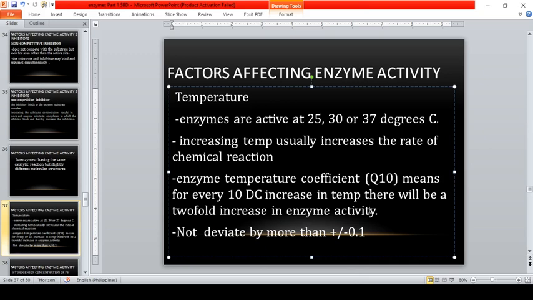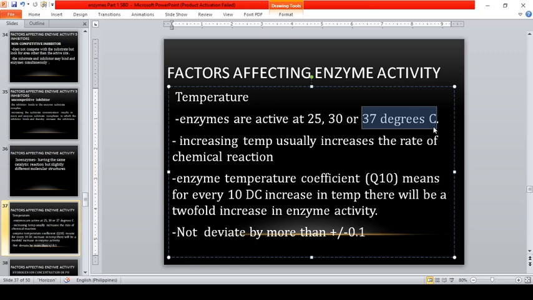Okay, at 37 degrees Celsius, that is the optimum temperature for enzymatic activity. Okay? And at 60 to 65 degrees Celsius, that may already result in enzyme inactivation. Okay? So, pag nagkaroon ng enzyme inactivation, what will happen? The chemical reaction will not take place. Okay?